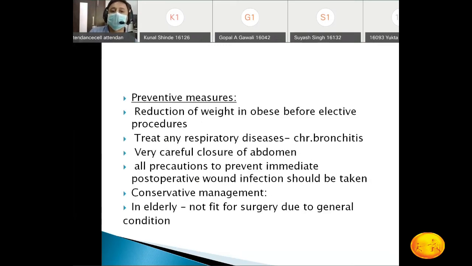Preventive measures are reduction of weight in the obese before elective procedures, treating any respiratory disease like chronic bronchitis, and very careful closure of the abdomen. All precautions to prevent immediate post-operative wound infection should be taken. Conservative management is used in the elderly who are not fit for surgery due to general condition.